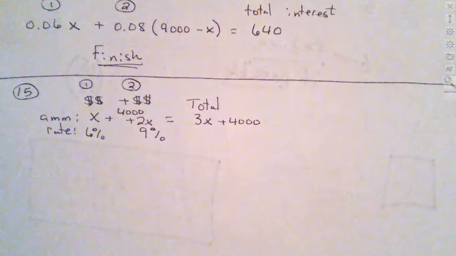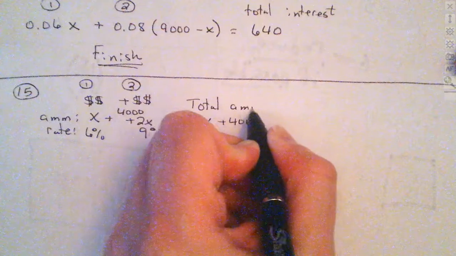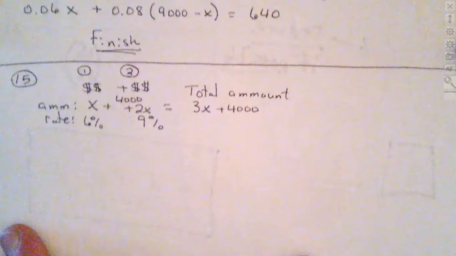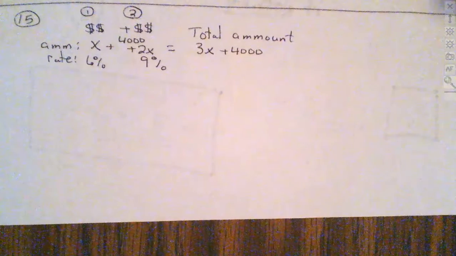We don't really need our total, but we're going to go ahead and find that just so we don't accidentally make a mistake and put in that $34.80, because that's your interest, not the total amount. So we now have worked with our amounts. So let's go ahead now and look at our interest.